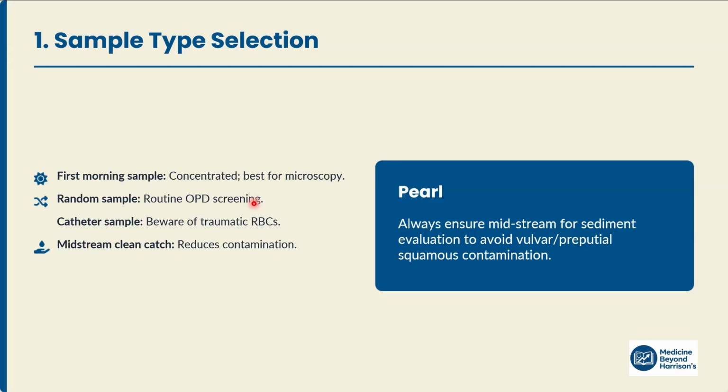A catheter sample can have traumatic RBCs, so avoid interpreting RBCs from a catheter sample. A midstream clean-catch reduces contamination and avoids abnormal presence of WBCs. So always ensure a midstream sample for sediment evaluation in order to avoid vulval and peripheral squamous contamination, and the first morning sample is best used for microscopy. These are the first considerations you need to know.